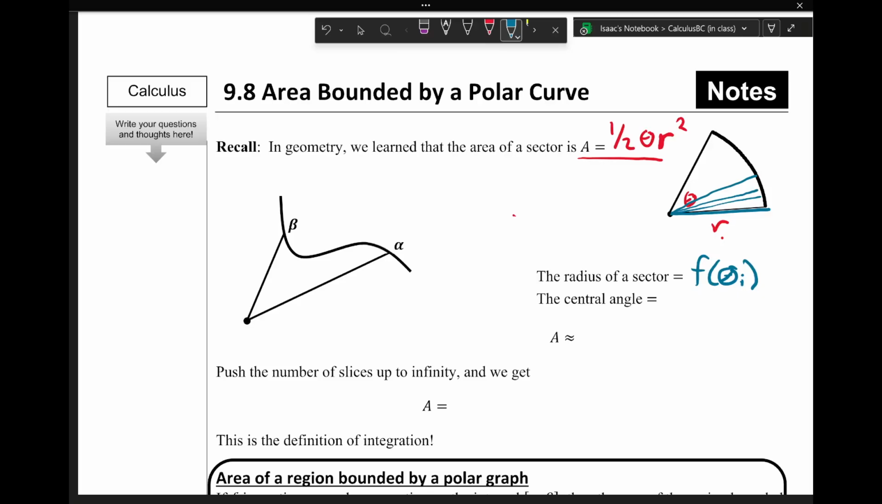And then the central angle is going to change as well. So if we subtract these two angles, we're going to call one angle beta and one angle alpha. Just like we tend to use theta for an angle, theta is a Greek symbol. Greek symbols are typically for radian measures. So if we take the bigger angle and subtract the smaller angle, beta minus alpha, and divide that by n, the number of angles, that's going to give us what's called delta theta. So that's the change in theta.